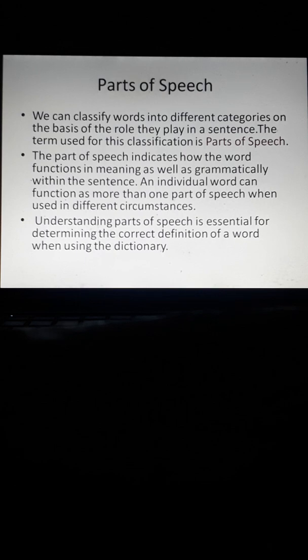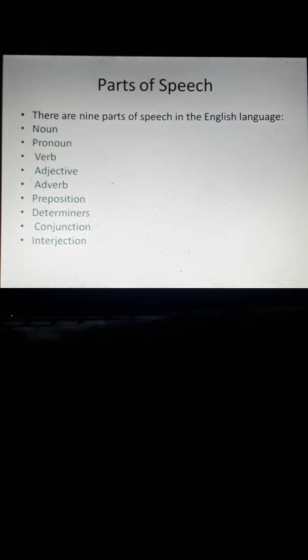So, what are these parts of speech? This is nothing new, as you'll just see in the following slide. So here you go. There are 9 parts of speech in the English language, and they are the very familiar noun, pronoun, verb, adjective, adverb, preposition, determiners, conjunction, and interjection. And we have been studying these throughout our childhood. So the broad term given to all these words is parts of speech.